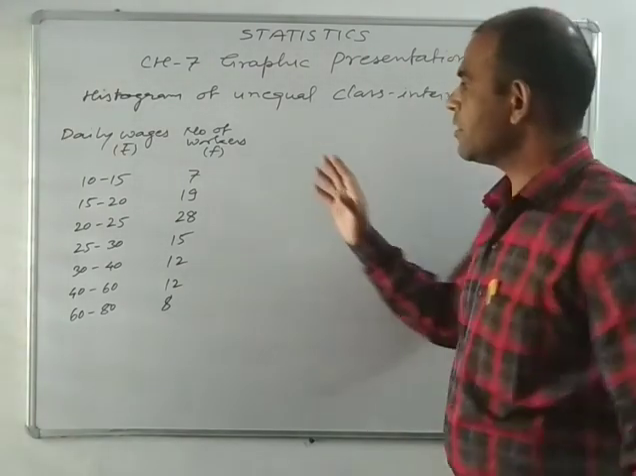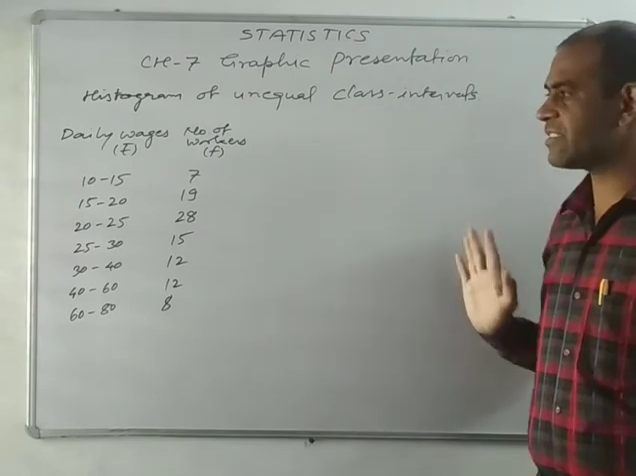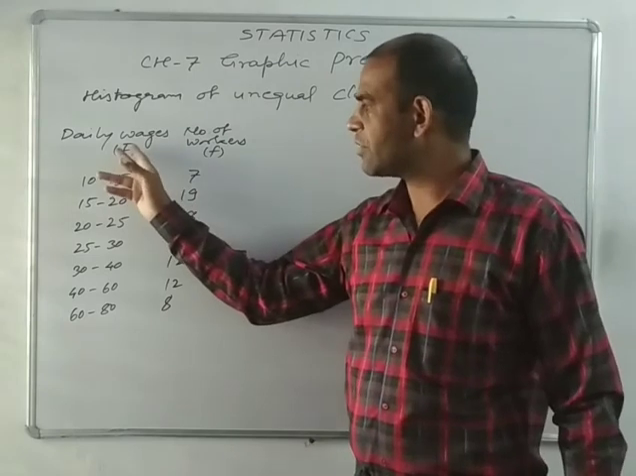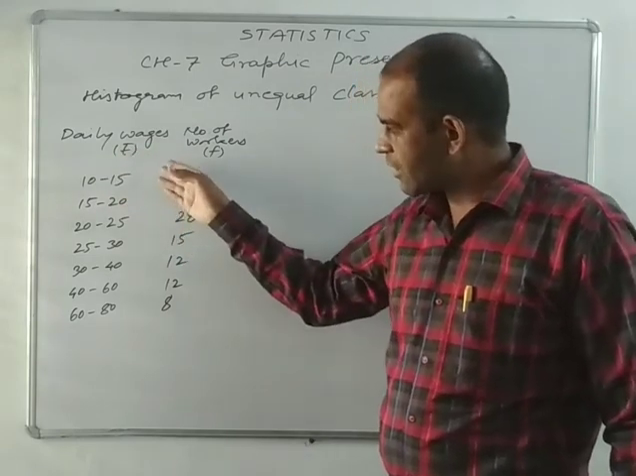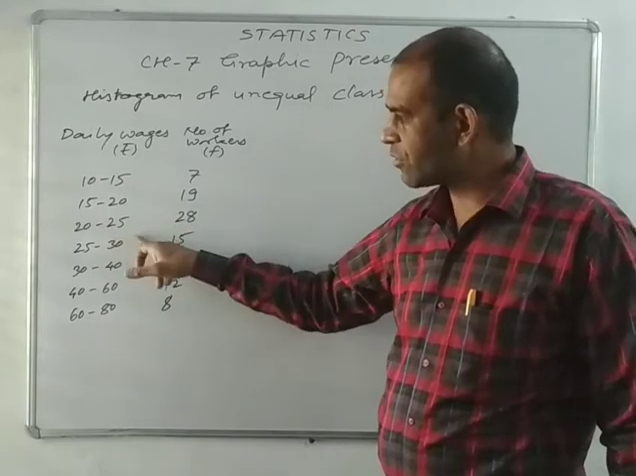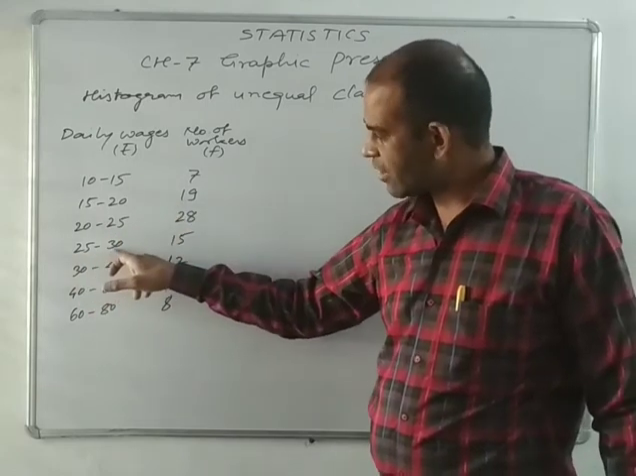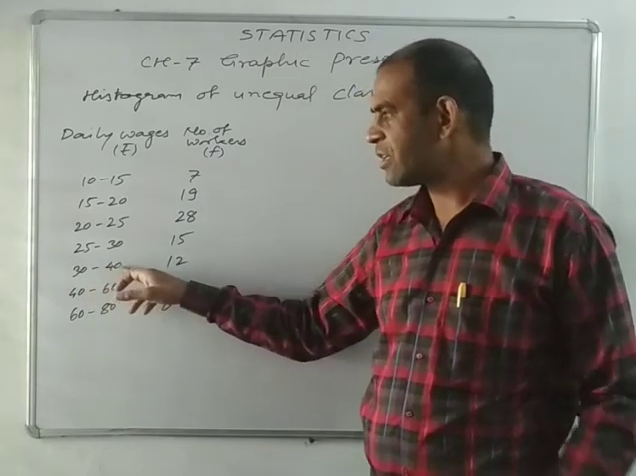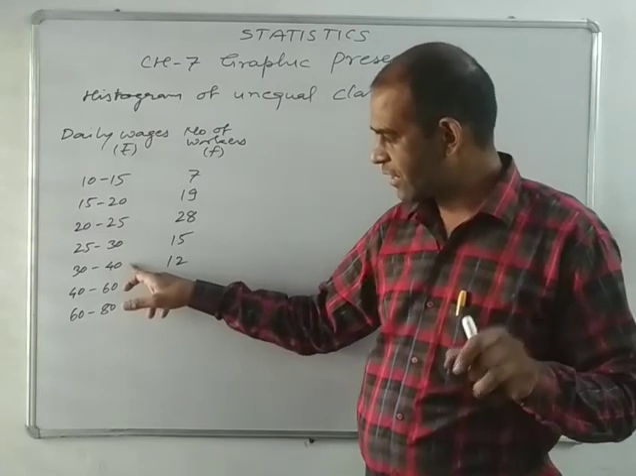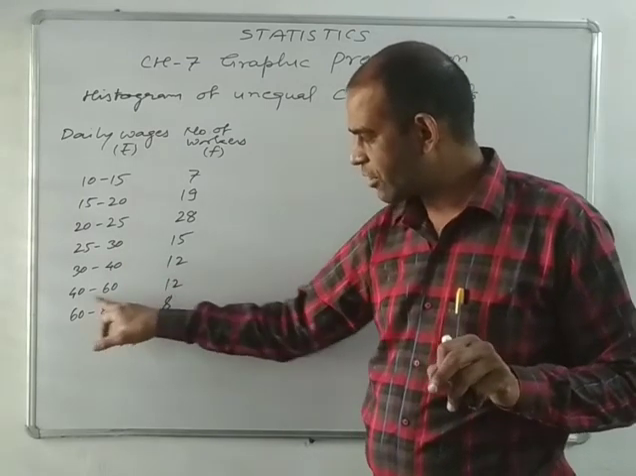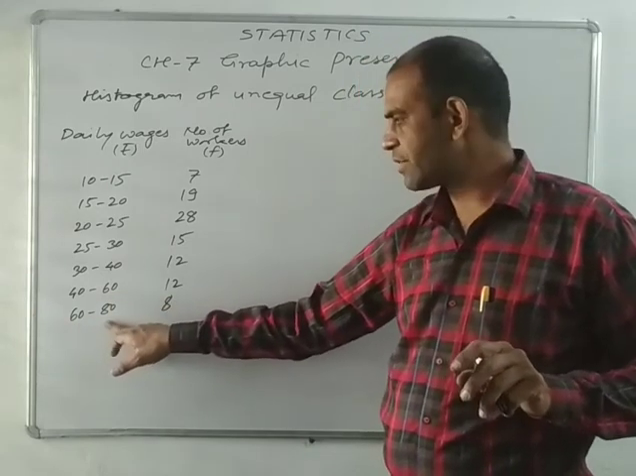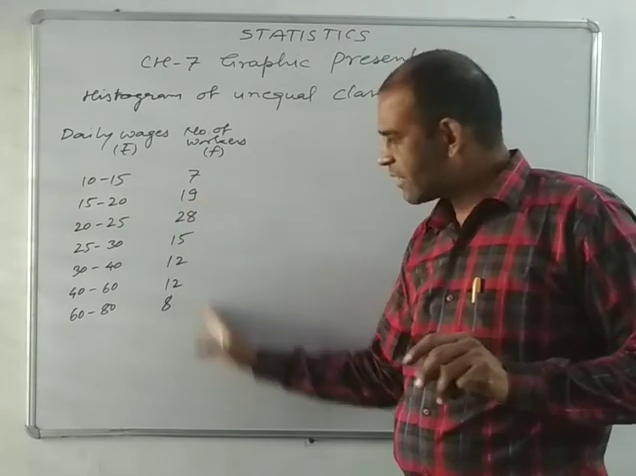And the next question, draw the histogram of unequal class interval. If this type of data is given, daily wages of workers are given: 10 to 15, 15 to 20, 20 to 25, up to here the difference is 5. 25 to 30, this is also 5, but 30 to 40, here the difference is 10 rupees. This is the width or the class size. 40 to 60, 20 rupees, and 60 to 80, 20 rupees, and the frequencies are given accordingly.